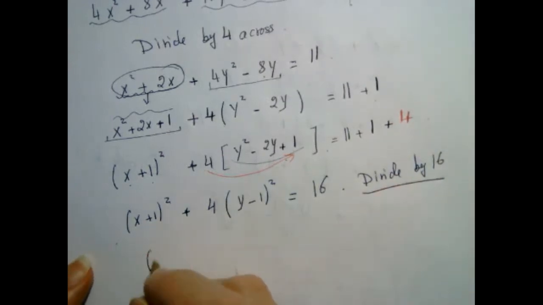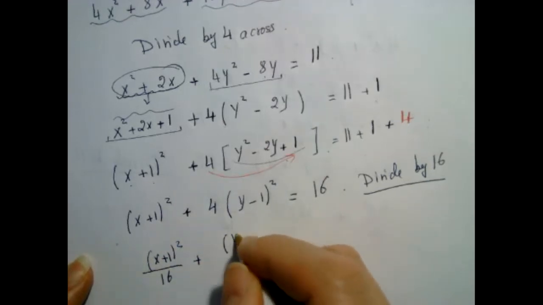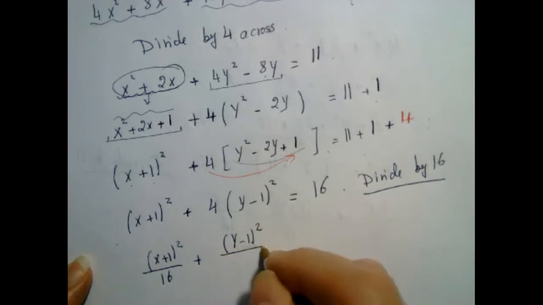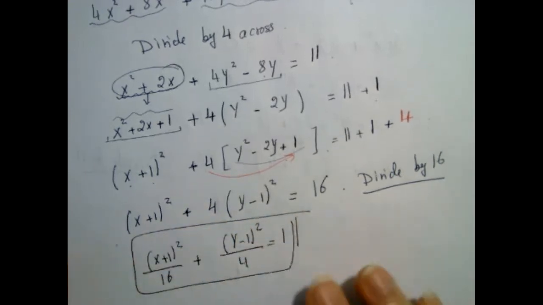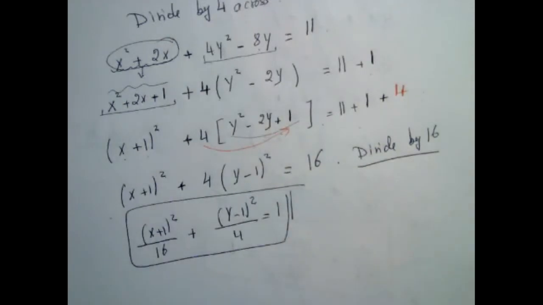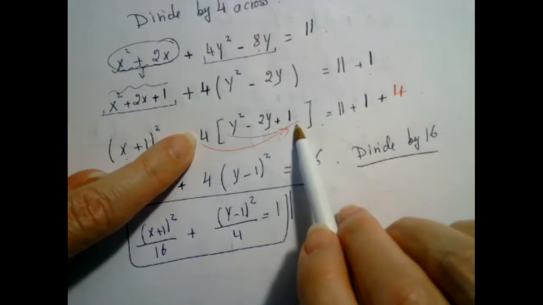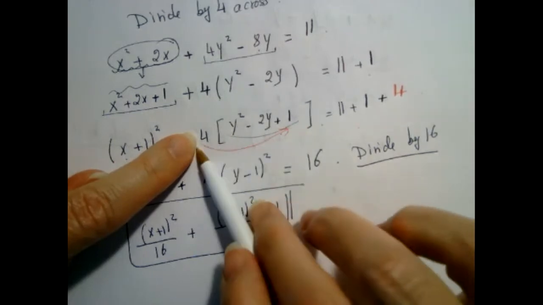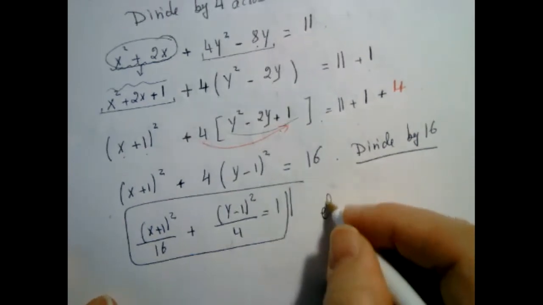And I will have (x + 1)² over 16 plus (y − 1)² over 4 equal to 1. And now my ellipse is in standard form. Okay, so the hardest part is at this stage: when I have plus 1, it means I'm actually adding 4, because the 4 is being factored. And now that's an ellipse.